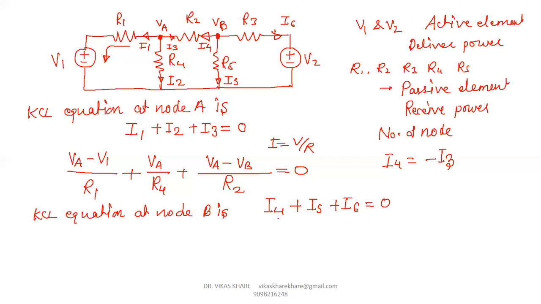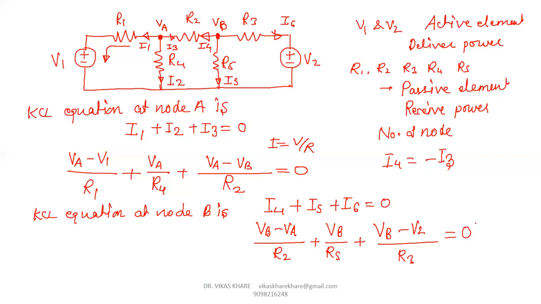In the case of I4, VB is at positive potential and VA is at negative potential, because VB is the reference node. So VB minus VA divided by R2. I5 is equal to VB upon R5, and I6 is equal to VB minus V2 divided by R3, and the sum is equal to 0. So this is the basic concept of nodal analysis, how to write the nodal equations.